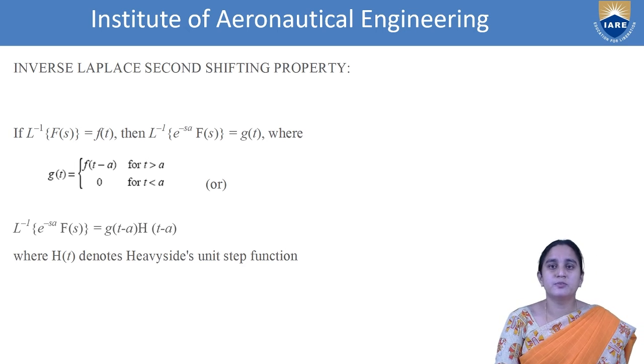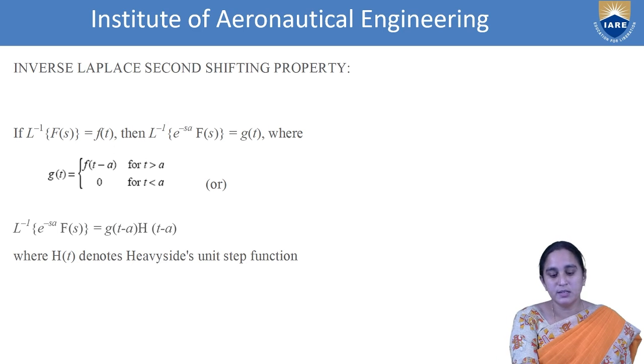Okay, up to now what we have discussed is the first shifting property of Laplace and related questions. Now we will discuss the inverse Laplace transform second shifting property. What is the property here? If Laplace inverse of F of s is equal to f of t, then Laplace inverse of e power minus sa into F of s is equal to g of t.